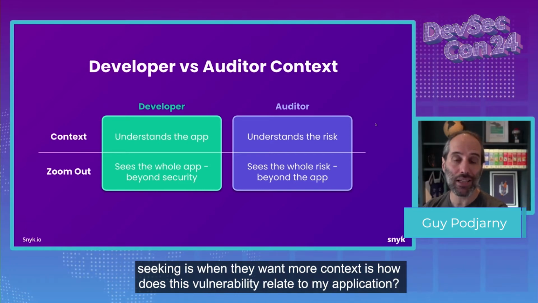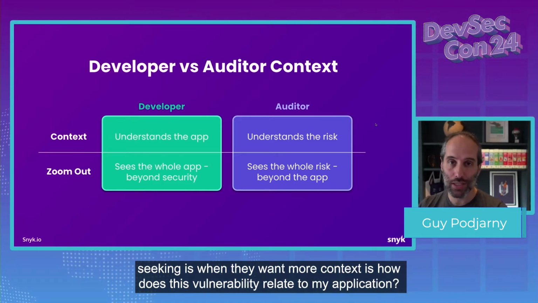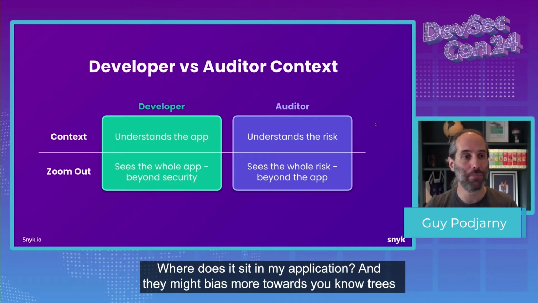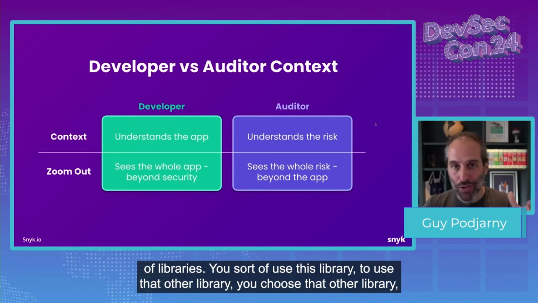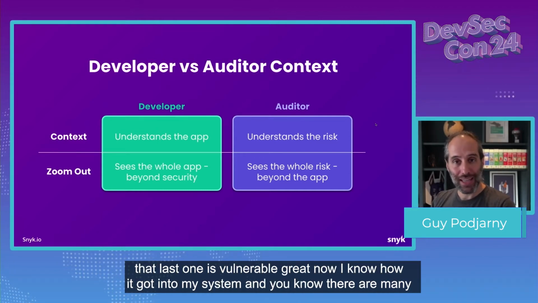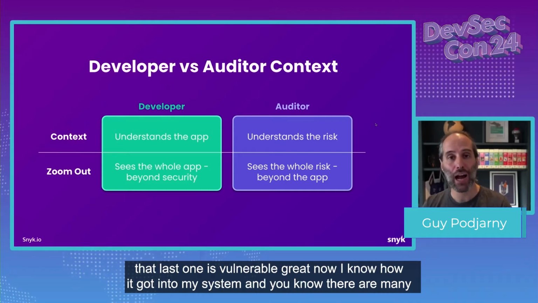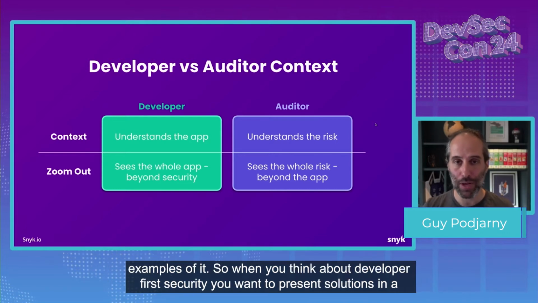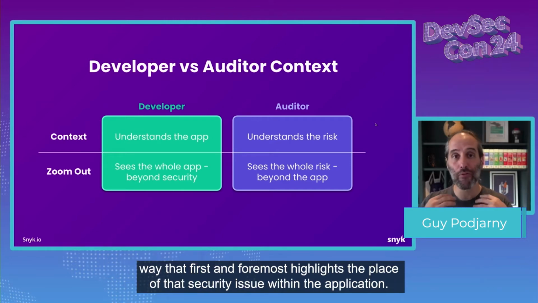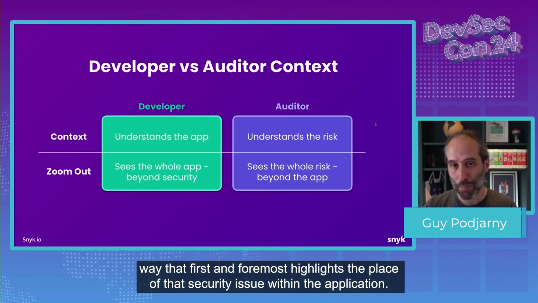So what they're seeking, when they want more context, is how does this vulnerability relate to my application? Where does it sit in my application? And they might bias more towards trees of libraries. You use this library, it uses that other library, it uses that other library. That last one is vulnerable. Great, now I know how it got into my system. And there are many examples of it. So when you think about developer-first security, you want to present solutions in a way that first and foremost highlights the place of that security issue within the application.